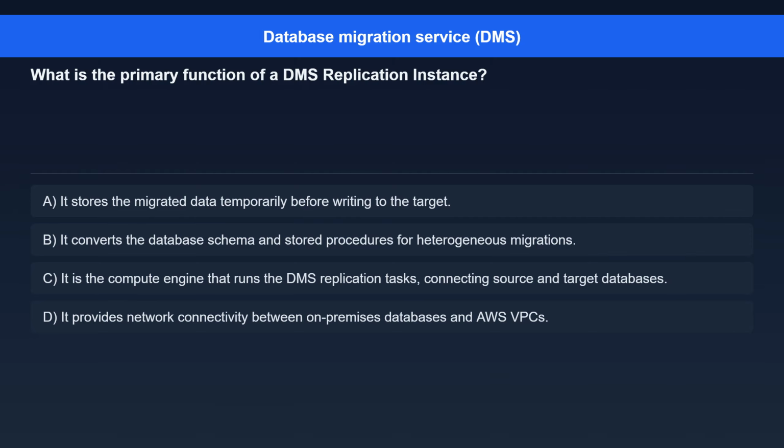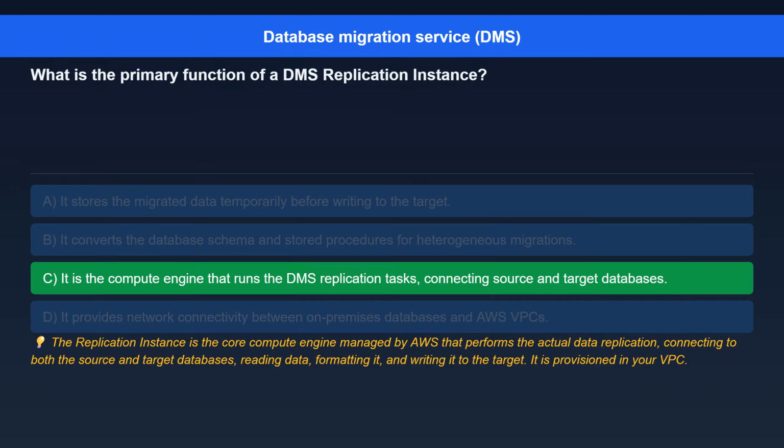Question 5. What is the primary function of a DMS replication instance? Option A. It stores the migrated data temporarily before writing to the target. Option B. It converts the database schema and stored procedures for heterogeneous migrations. Option C. It is the compute engine that runs the DMS replication tasks, connecting source and target databases. Option D. It provides network connectivity between on-premises databases and AWS VPCs.